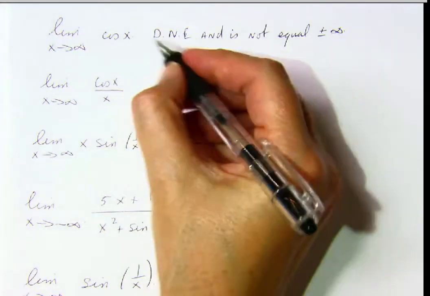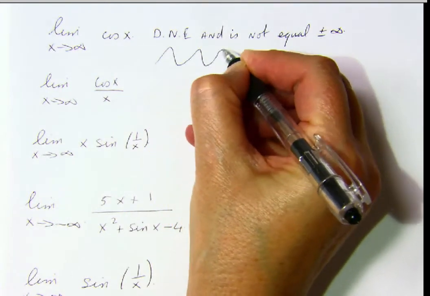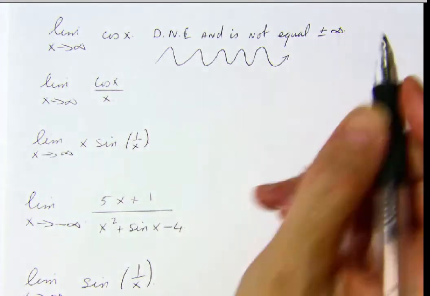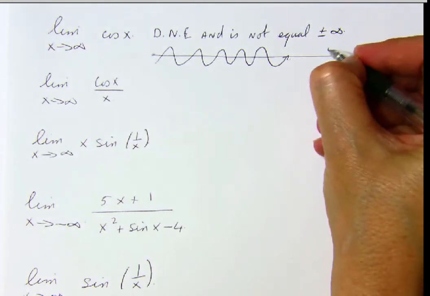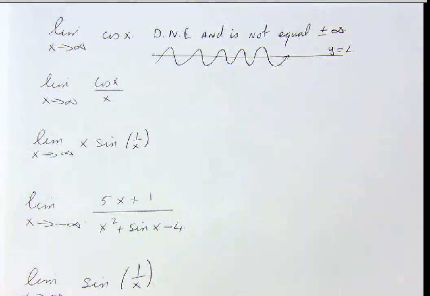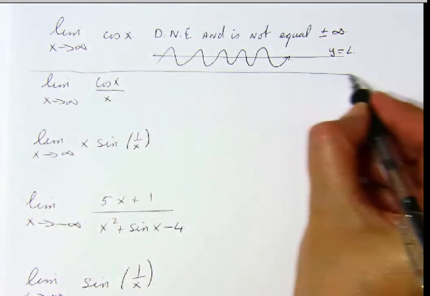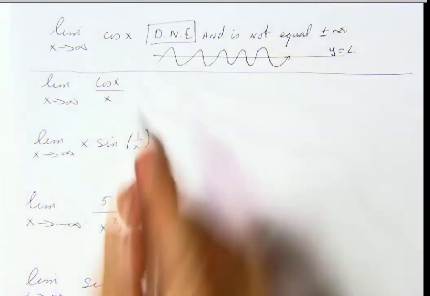And the reason, of course, is that this cosine function is a wave function and it oscillates between -1 and 1, and there's no horizontal asymptote of the form y equals L, so that the function gets closer and closer to this value L. So the limit simply does not exist.